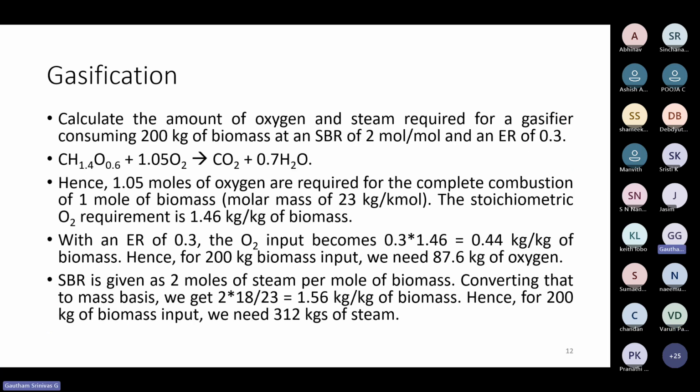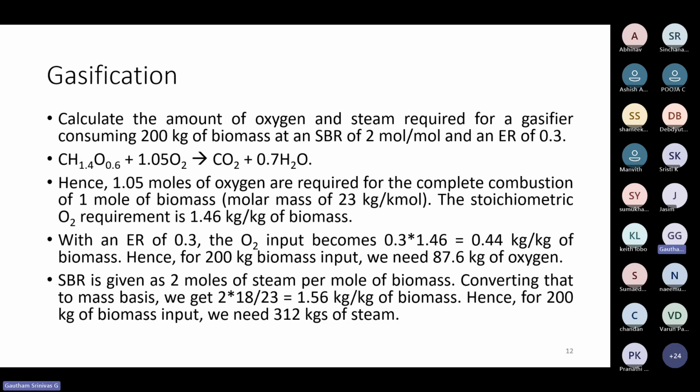So this is the equation, the reaction that we wrote yesterday. This is biomass plus 1.05 O2, the balanced reaction. Now, 1.05 moles of oxygen are required for complete combustion of 1 mole of biomass. The molar mass of biomass is 23 kilogram per kilomole, so the stoichiometric oxygen requirement is 1.46 kg per kg of biomass. So you require 1.46 kg of oxygen to completely combust 1 kg of biomass.